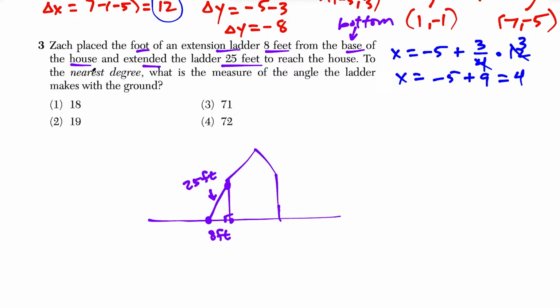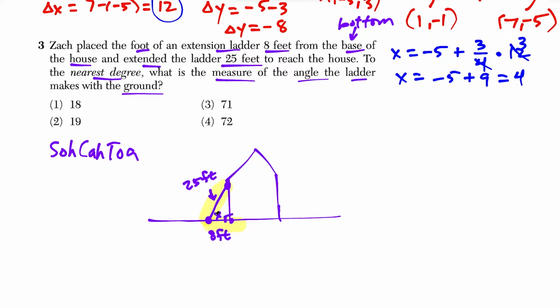And what we want to find here, to the nearest degree, what is the measure of the angle the ladder makes with the ground? So just know that the ladder is this piece and the ground is this piece. So the angle that we want is this angle here. We'll just call this angle X. So now let's think of this phrase SOHCAHTOA. And we have to choose the correct trig function based on what we were given.